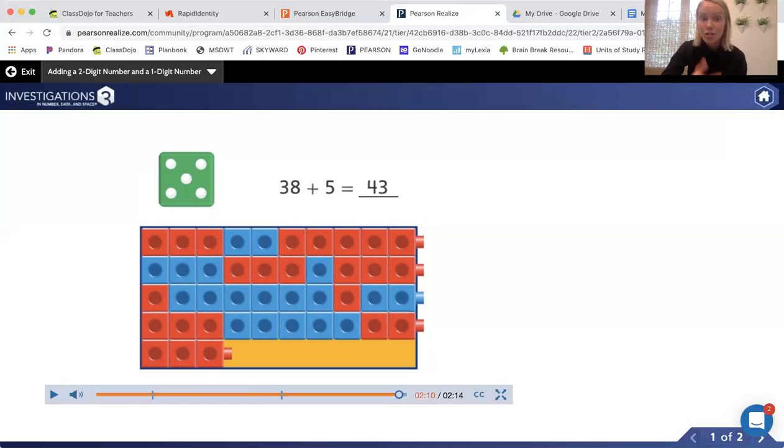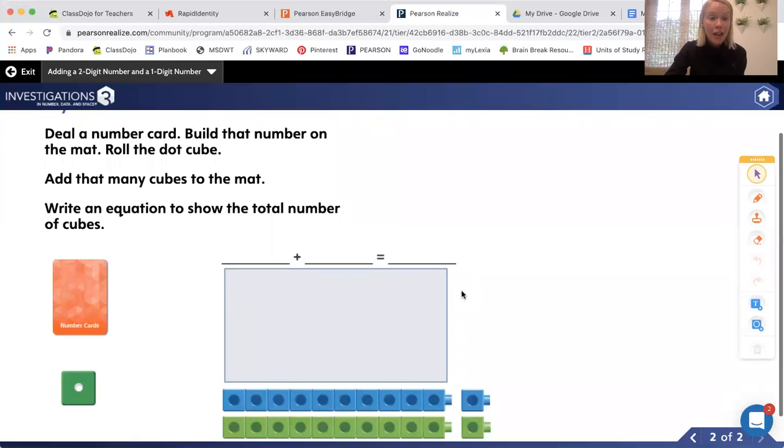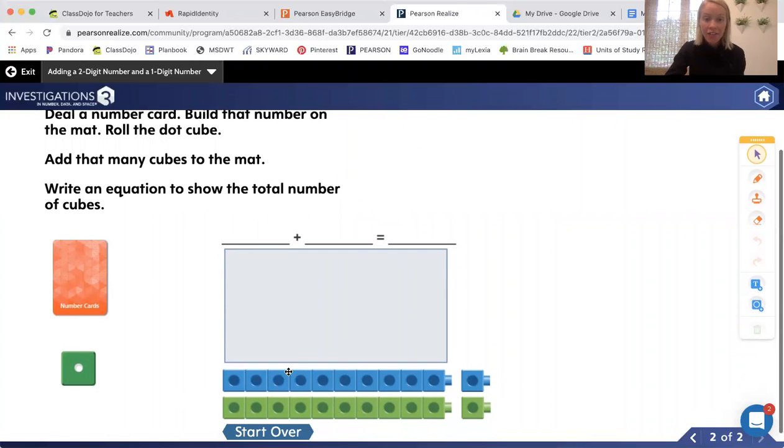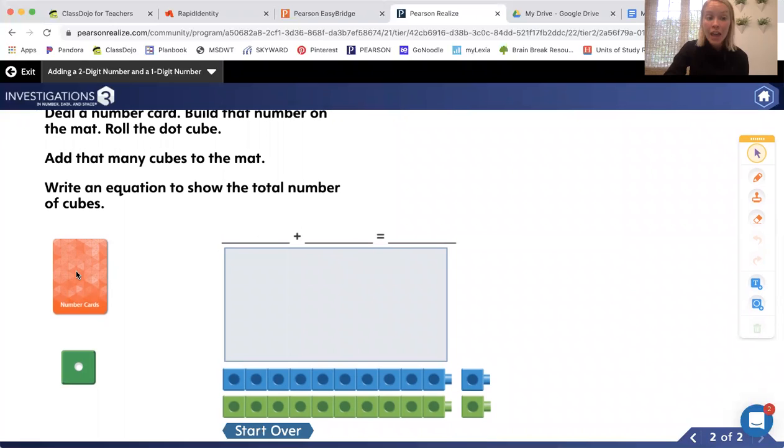Okay, so we're actually just gonna play this game. So I have some number cards, and then I have a dice here, and then I have some groups of 10 towers, and then I have my ones over here. So I am going to flip a card. I'm going to build that number, and then I'm going to roll the dice, which is going to be the number that I add to it.